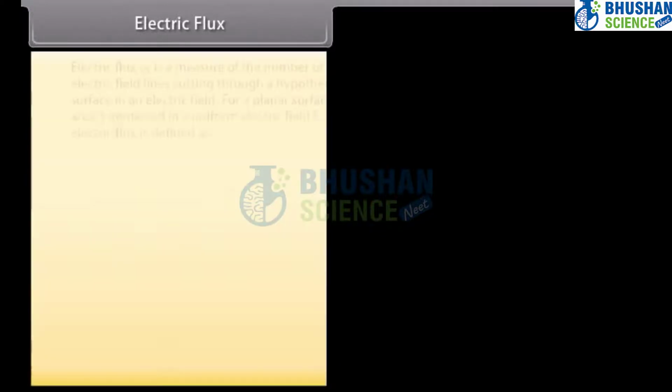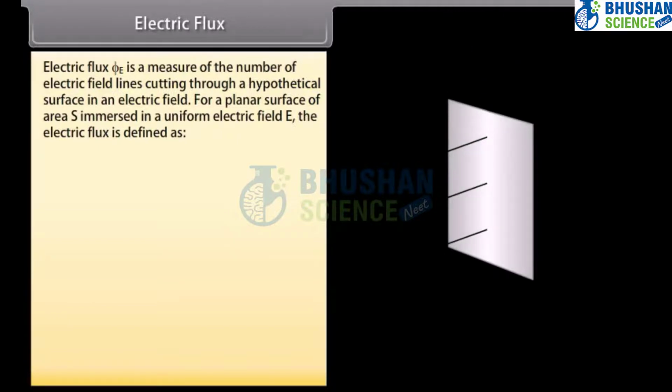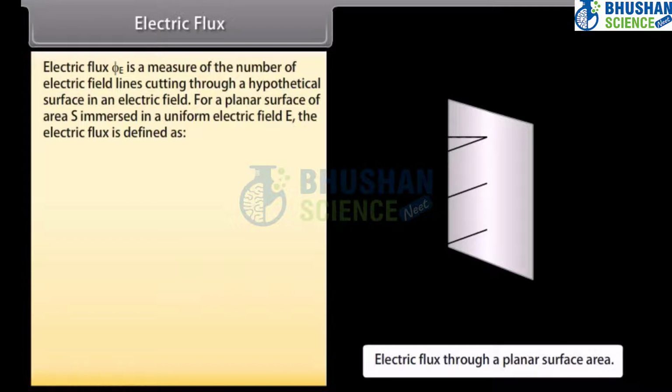Electric flux. Electric flux phi E is a measure of the number of electric field lines cutting through a hypothetical surface in an electric field. For a planar surface of area S immersed in a uniform electric field E, the electric flux is defined as phi E equals E S cos theta.